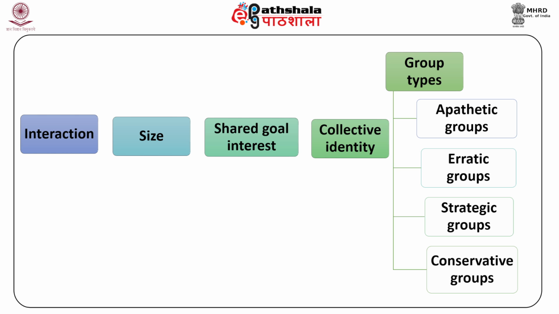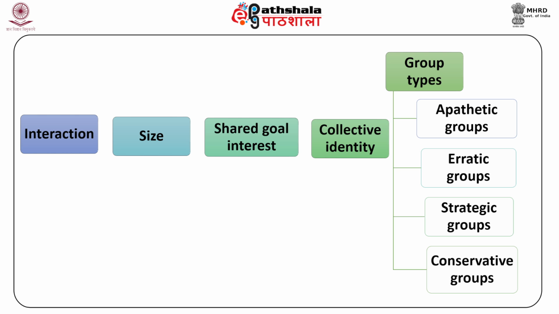Second being size. A group should have a minimum of 2 members and there is no limit to maximum. However, more the members, more complex the group relationship becomes. Third, shared goal interest. All the group members share a common goal and work together to accomplish the goal. Fourth, collective identity. Each individual identifies himself with the group he is working for. Instead of working in isolation, he works as a team.